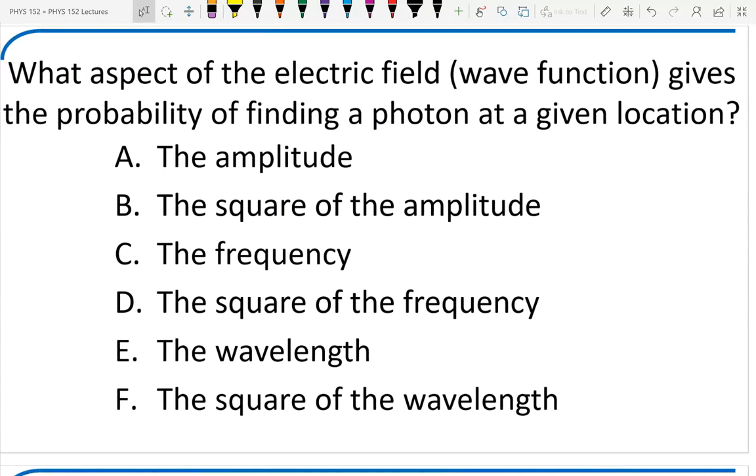So to make sure that people have been following along, what aspect of the electric field, the wave function, gives the probability of finding a photon at a local position, at a given location?